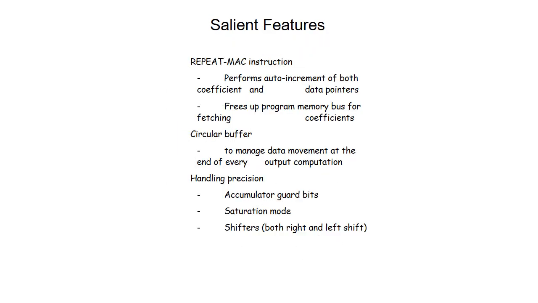Next, salient features. So repeat MAC instructions should be performed with auto increment of both coefficient and data pointers. So freeze up the program memory bus for fetching the coefficients. That should be a circular buffer. So it should manage the data movement at the end of every output computation, and it should handle the precision: accumulator guard bits, saturation mode, shifters. So both the left and right shift should occur in the digital signal processing method.